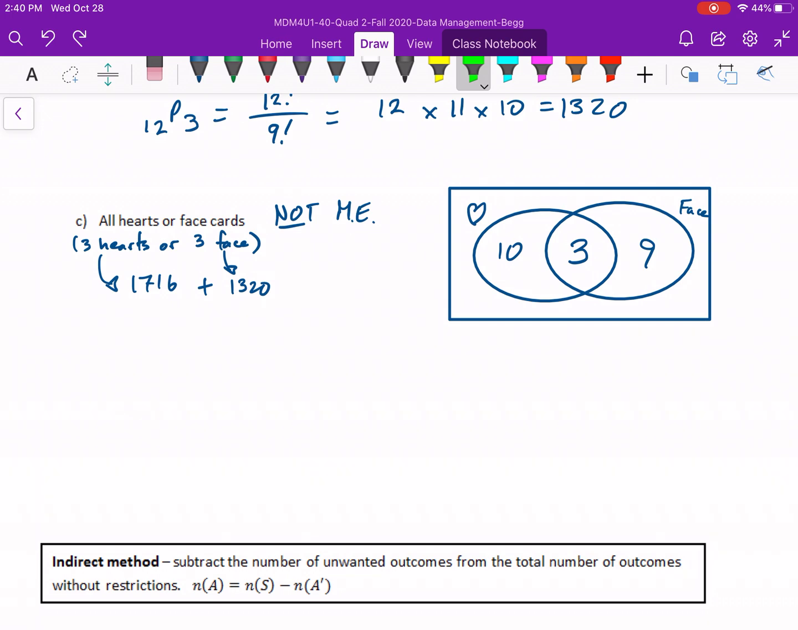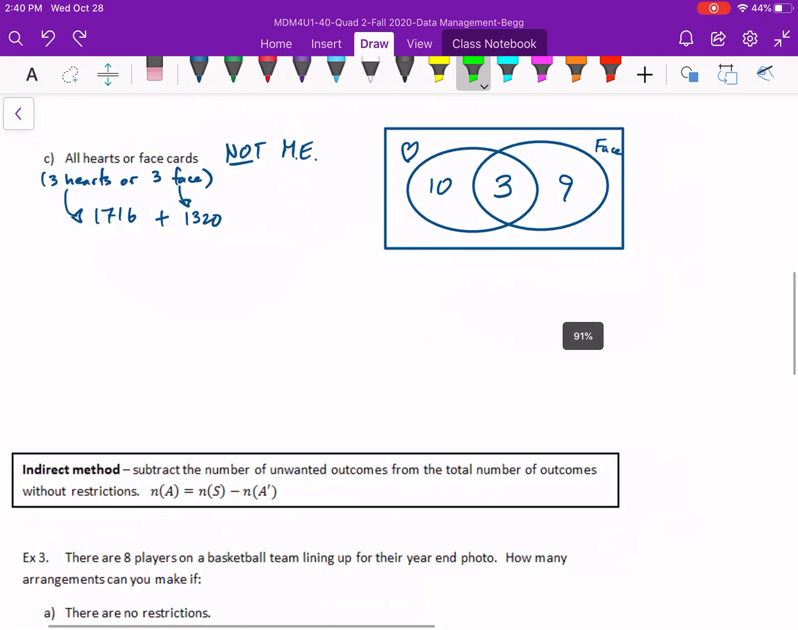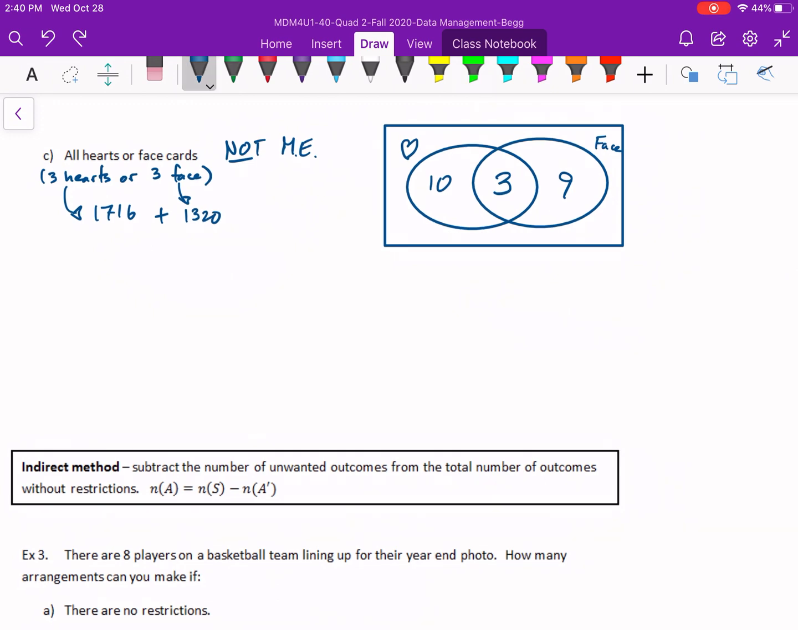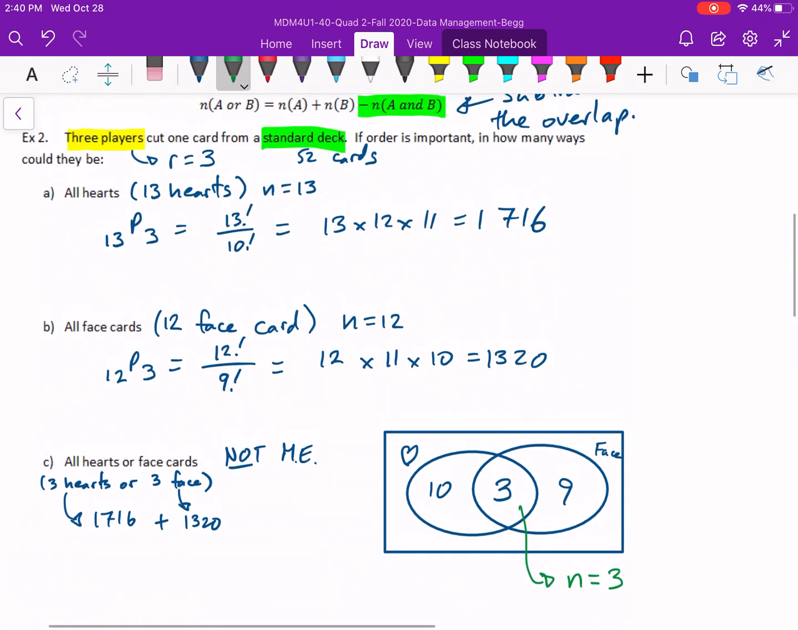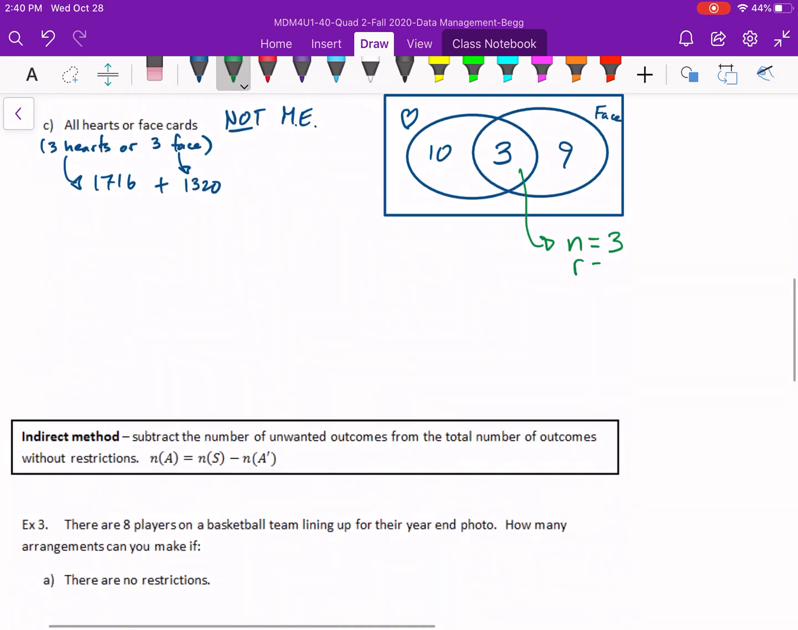So if I add those together, I got my 12 face cards. This Venn diagram shows there's actually 3 cards that are both hearts and face cards. And I don't want to count them twice. So what I can do is remove the arrangements of face cards that are hearts. And it's not just 3, because they can be rearranged as well. There's 3 face cards that are hearts, and I'm still choosing 3 cards, so r is also 3.